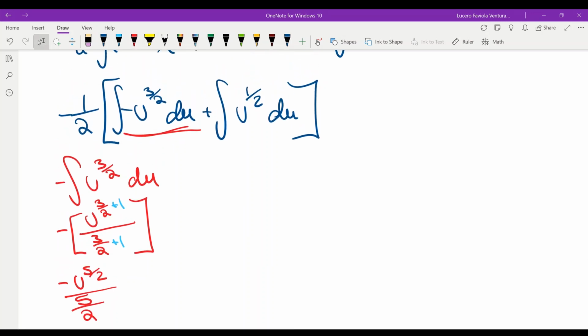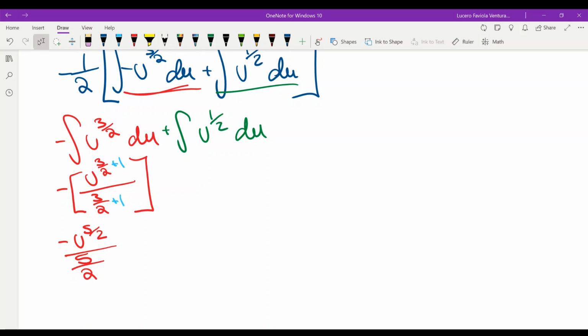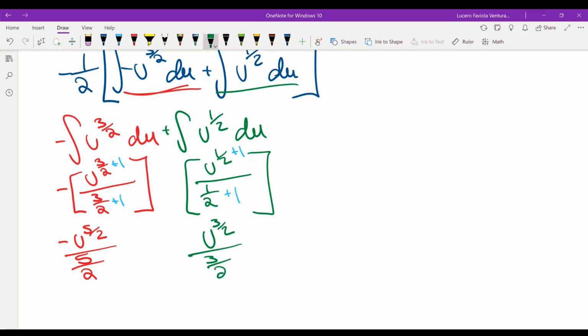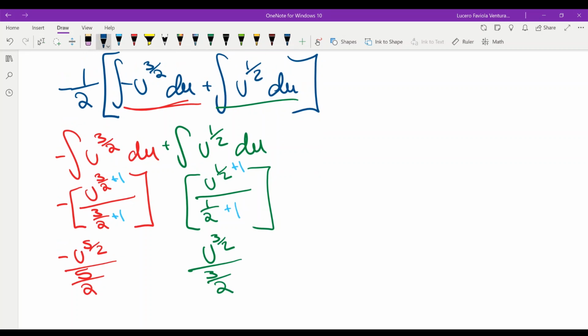Now I'll go back here and integrate the right side in green. We have the integral of u to the 1/2 du. Or in other words, as we did with the other side, we have u to the 1/2 plus 1 to the exponent and denominator. And this turns out to be u to the 3 over 2 over 3 over 2.